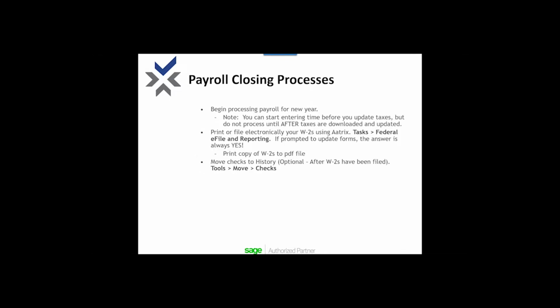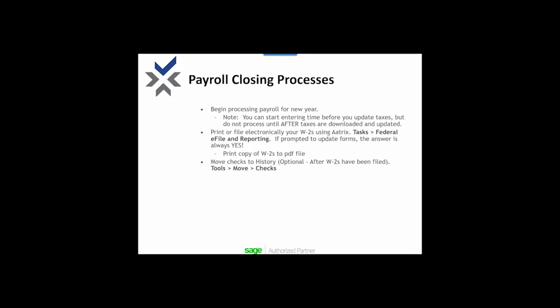All right, you can begin processing payroll in the new year. You can begin entering time at any time. You've probably already done that if you've already had your first payroll. You don't have to wait to download the taxes or to close the year to enter time. However, you don't want to process that first payroll until you know that your tax updates have been installed. And I always do a check after I download and update taxes. I go into setup taxes and I look at the federal withholding tax and confirm that the effective date is 1/1/2021, just to make sure that they updated properly.